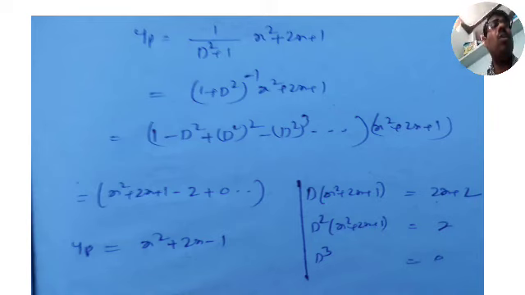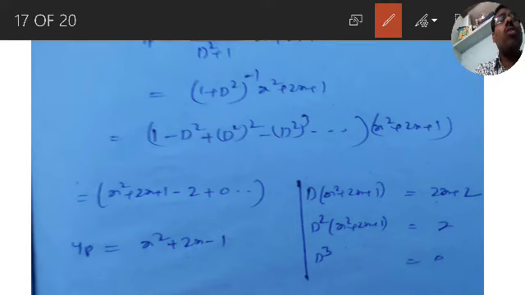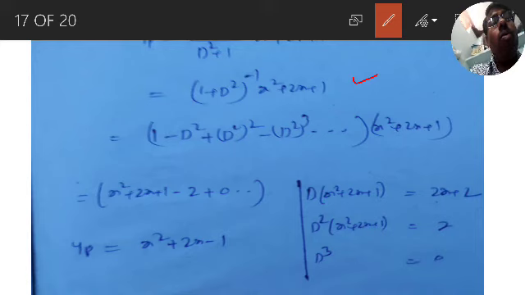You will get the same. So already the denominator is in the desired form, 1 plus something or 1 minus something. Here it is 1 plus d square. So the first step is already there. So take 1 plus d square to the numerator. What happens? 1 plus d square whole power of minus 1 of x square plus 2x plus 1.